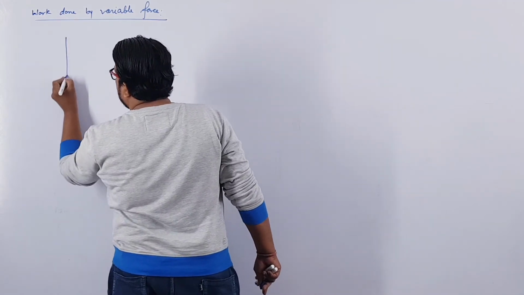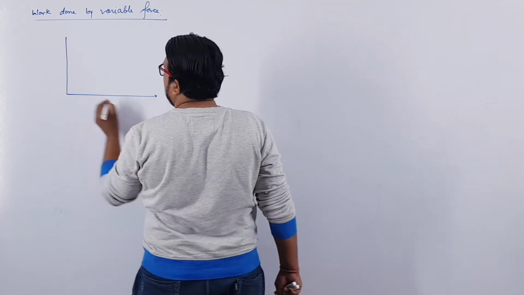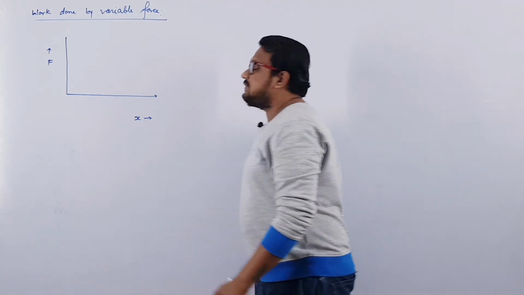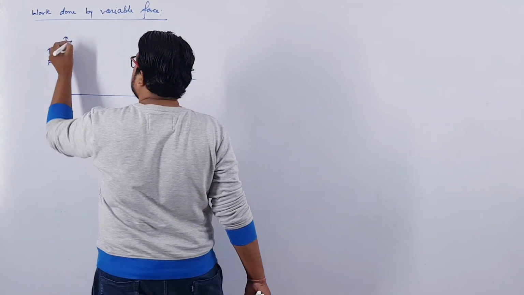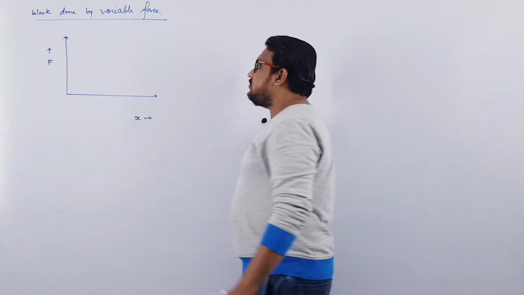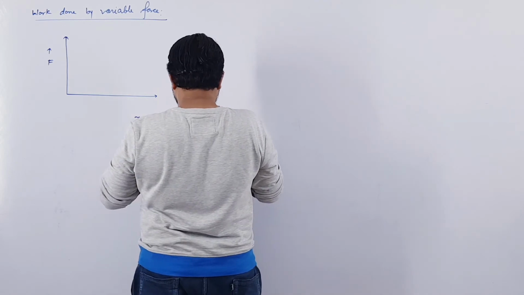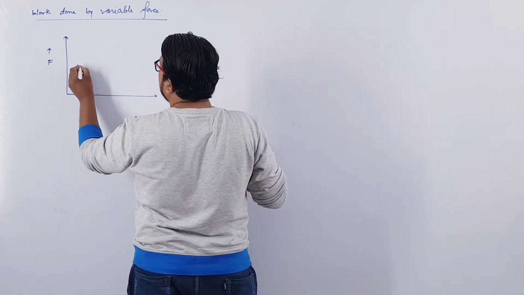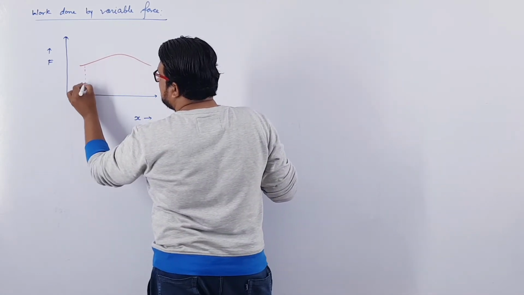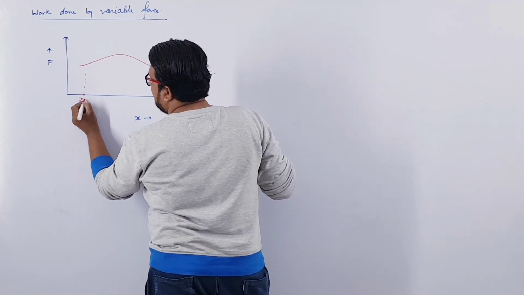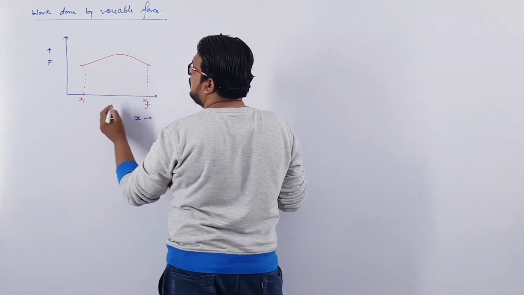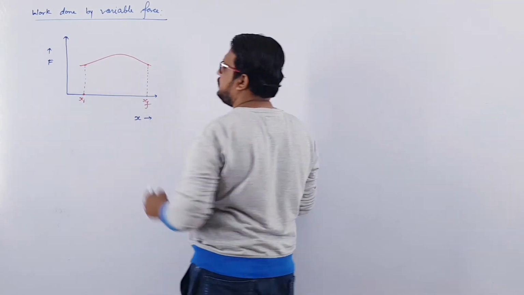Suppose, as shown in the figure, let us consider a graph of force F versus distance x. Here the force is changing, so it is a variable force. Let us select a variable force like this. Randomly you can select, such that this position is our initial position xi, and here we have our final position xf, and we want to find the work done by the variable force between these two positions.